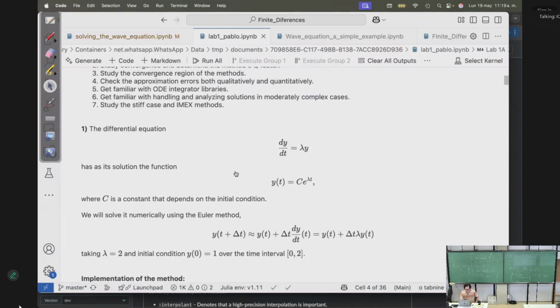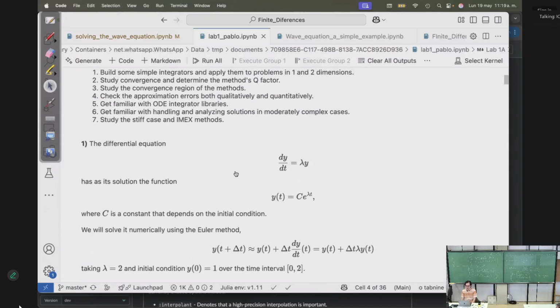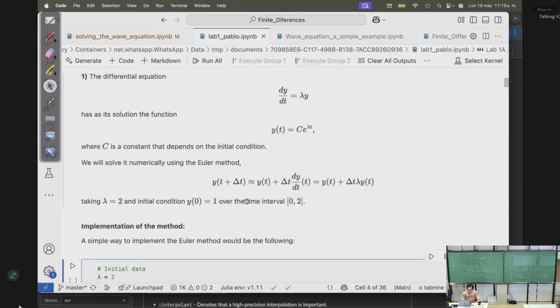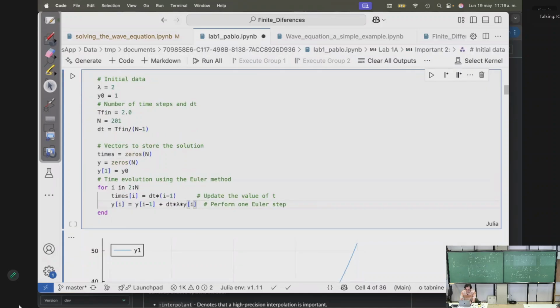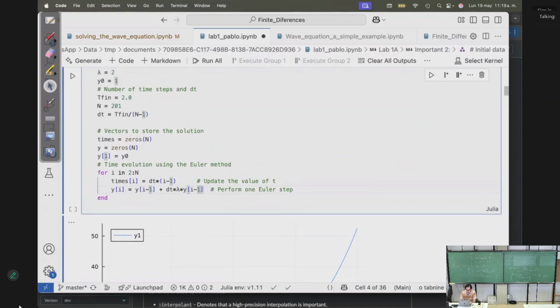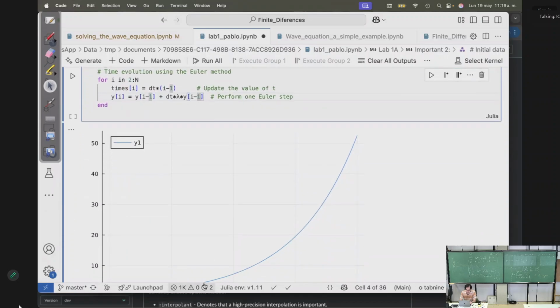So in the first part of the lab, we are solving the differential equation, the derivative of y over t equals lambda times y, which we all know has an exponential solution. Here we have implemented the Euler method. There was a little mistake for anyone who has the notebook open right now. In your notebook it should say y minus 1, not i alone. This is needed for the plot to make sense.